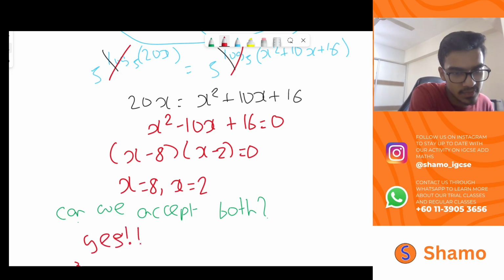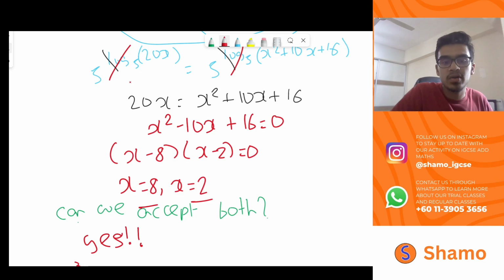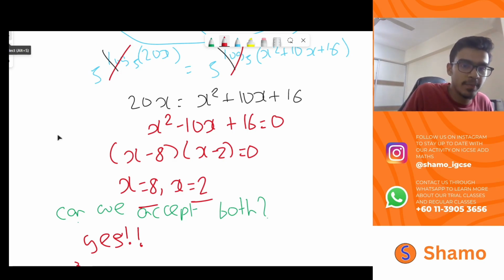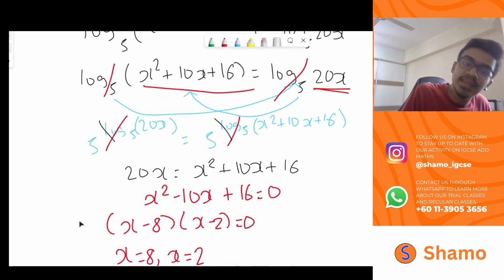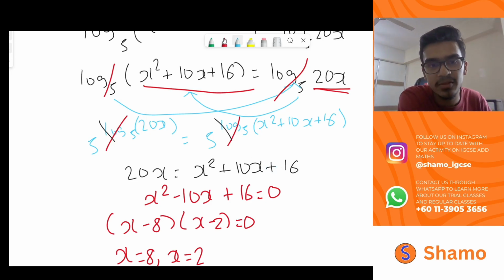Yes. Okay, so x equals 8 and x equals 2. In the case where we cannot accept both answers, because sometimes you might get a value for x for which the arguments are negative. Let me give you an example.